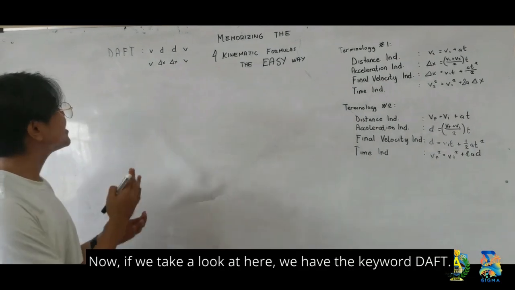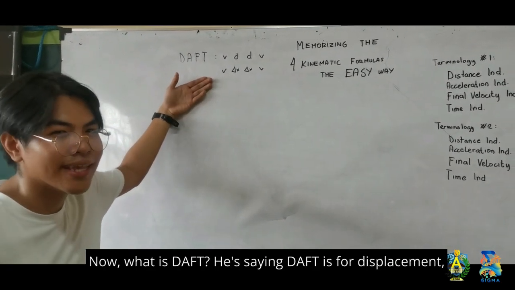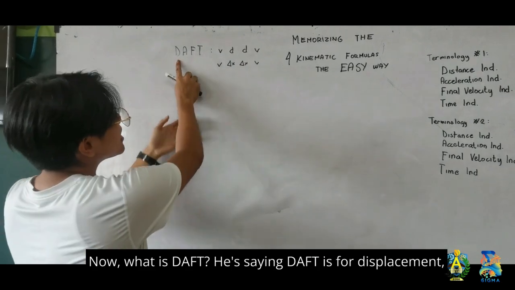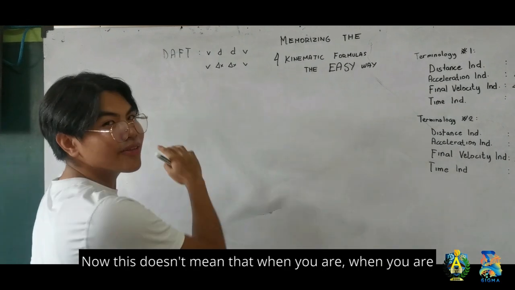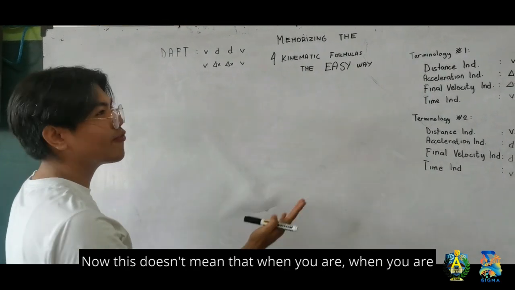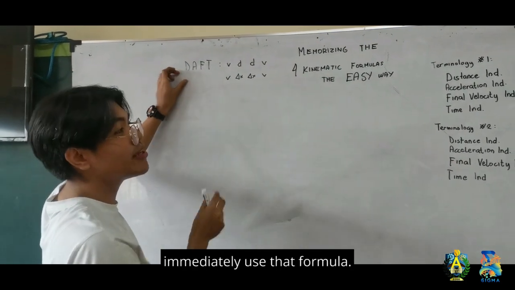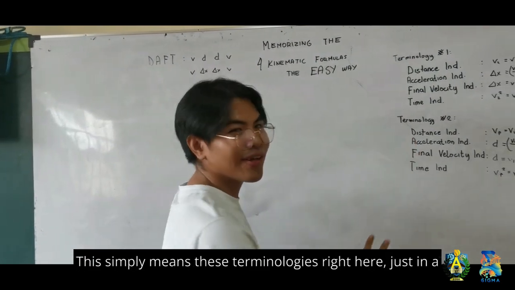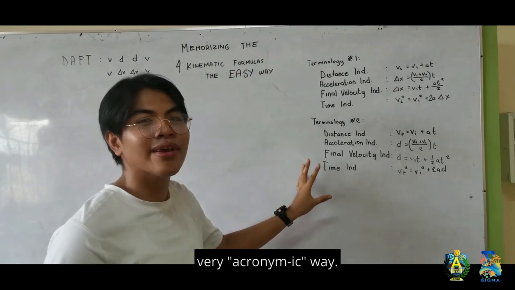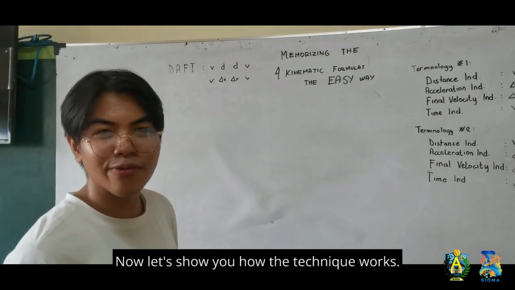Now, if we take a look here, we have the keyword DAFT. Now, what is DAFT, you say? DAFT is for displacement, acceleration, final velocity, and time. Now, this doesn't mean that when you are finding the distance or the displacement, you're going to immediately use that formula. This simply means these terminologies right here, just in a very academic way. Now, let's show you how the technique works.